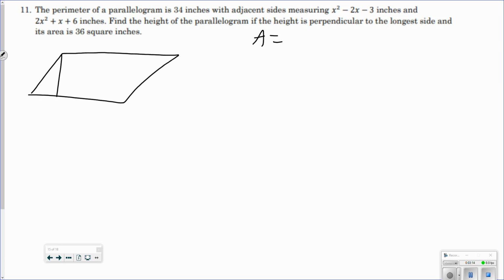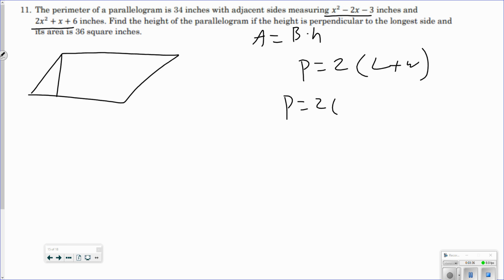The area of a parallelogram is your base times height. I don't know which one of those is the base, but I do know that the longest of the two will be the base. To figure that out, I'm going to use the perimeter, which is 2 times your length plus width. In this case, the perimeter is 2 times x squared minus 2x minus 3 plus 2x squared plus x plus 6. So x squared plus 2x squared is 3x squared. Negative 2x plus x is negative x. Negative 3 plus 6 is a positive 3.